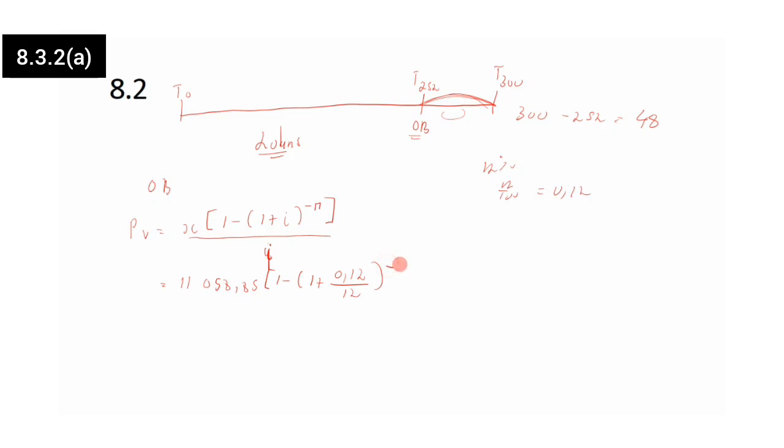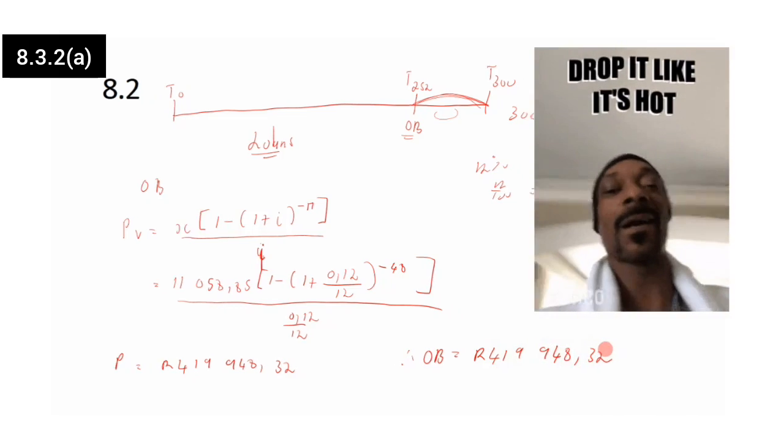So now we substitute negative 48 here, right? So that's 48 over the interest is 0.12 over 12. Now you just go ahead and punch all that in your calculator. Your present value will now be 419,948.32, right? So therefore that will be the outstanding balance. So that's 419,948.32. Awesome. Now let's look at B.